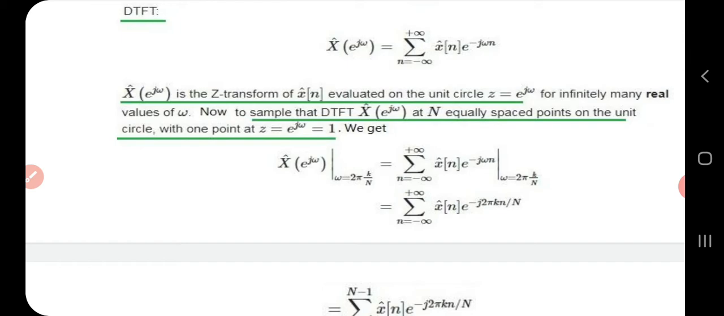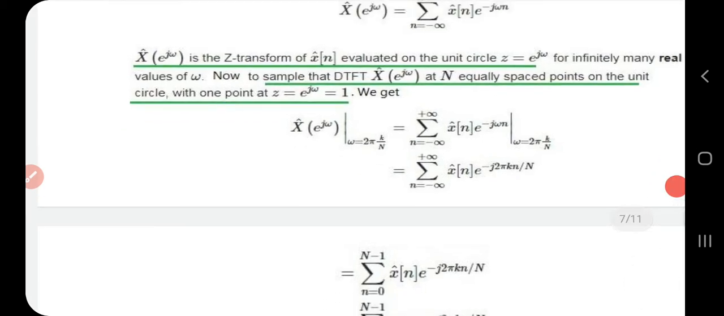that is equal to summation of n from minus infinity to plus infinity x cap of n. X cap of n is the appended sequence. Now x cap e raised to j omega is the DTFT of the appended sequence x cap of n. Okay, so hope you got all these terms. Then e raised to j omega n at omega equal to 2 pi k by N. Again summation of n from minus infinity to plus infinity, the appended sequence x cap of n e raised to minus j 2 pi k n by N.